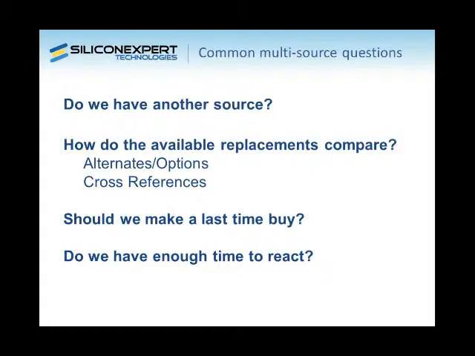So the first thing that we're going to ask ourselves when a component issue occurs is, do we have another source? Are we covered? By designing parts with second sources, that can happen more easily. However, oftentimes, for business reasons, it's more economical to have fewer second sources. And so you're stuck with a part that goes obsolete and you don't have a second source. So how do you find available replacements?